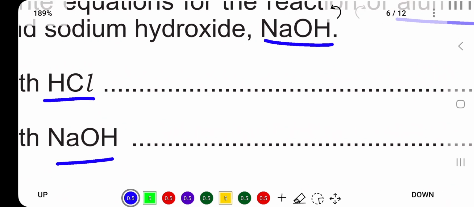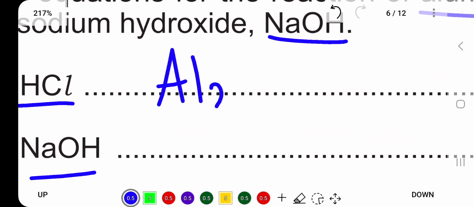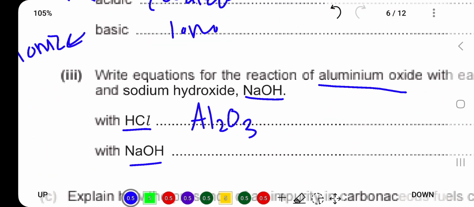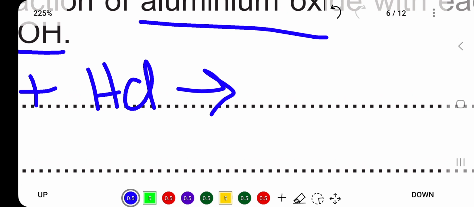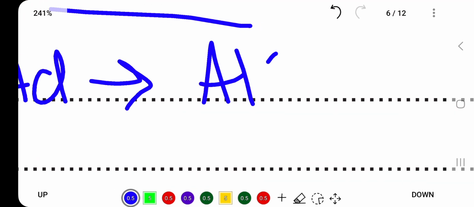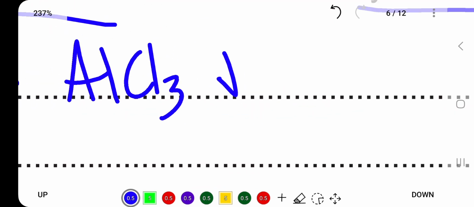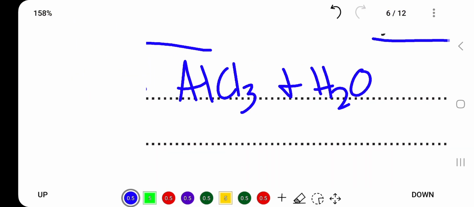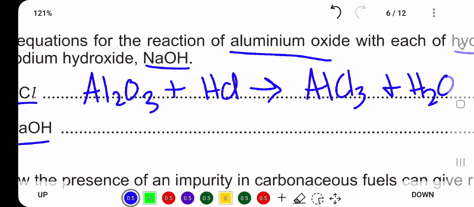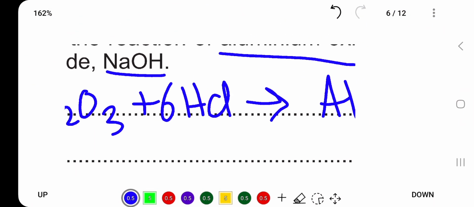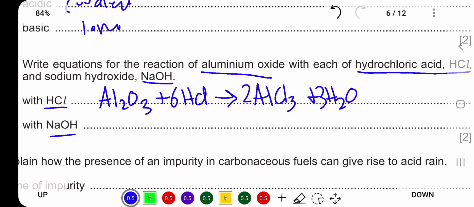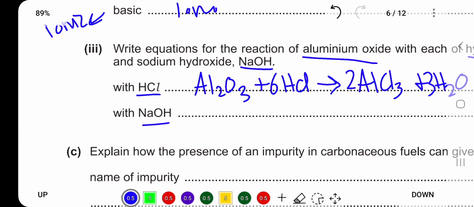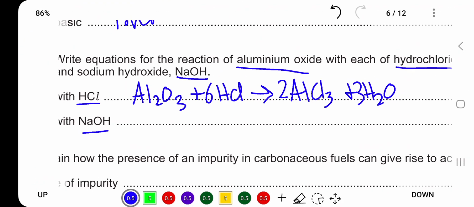Alright, now Al2O3, which is the base of aluminium, plus HCl. Now we talk about the acid part. They give you AlCl3 plus H2O, and make sure to balance them. Since I'm looking at the mark scheme now, I can just do with them easily. Right? Or you can just learn the equation.